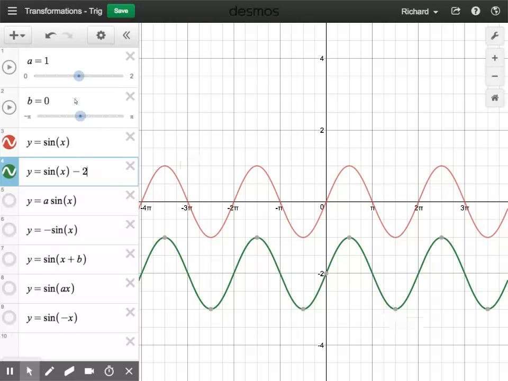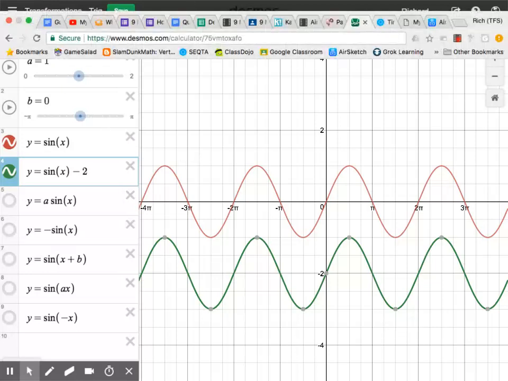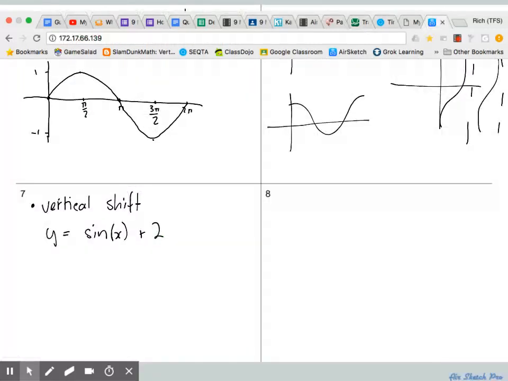All right. So that's a vertical translation. Let's now have a look at a vertical dilation. So remember, a vertical dilation is multiplying the function by a value. So let's just keep it simple and say 2 sine of x, like so. Just looking at one transformation at a time here, not combining them yet.